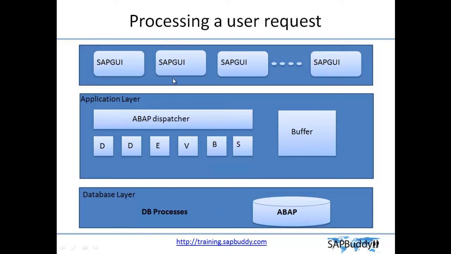This is how the three-tier architecture will work in terms of an ABAP request.